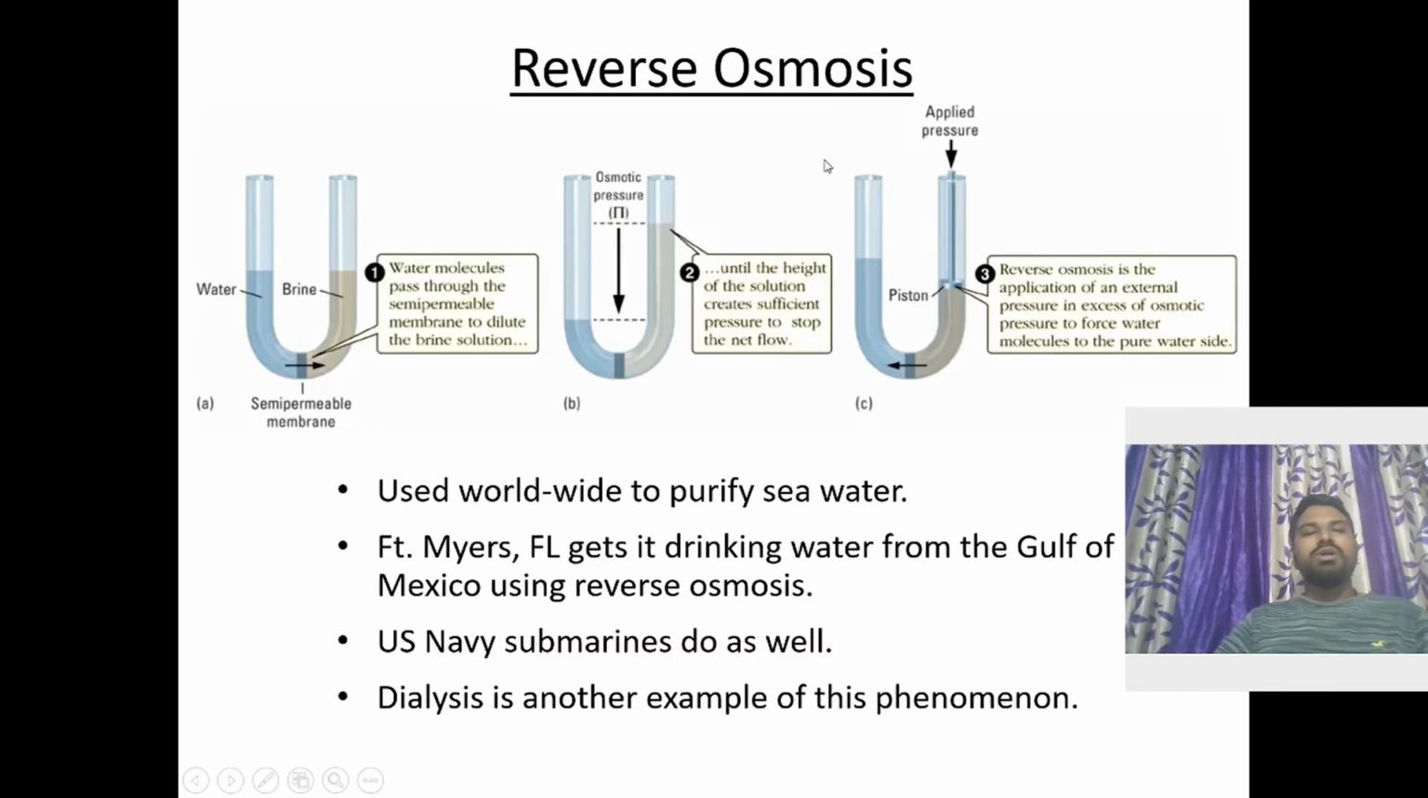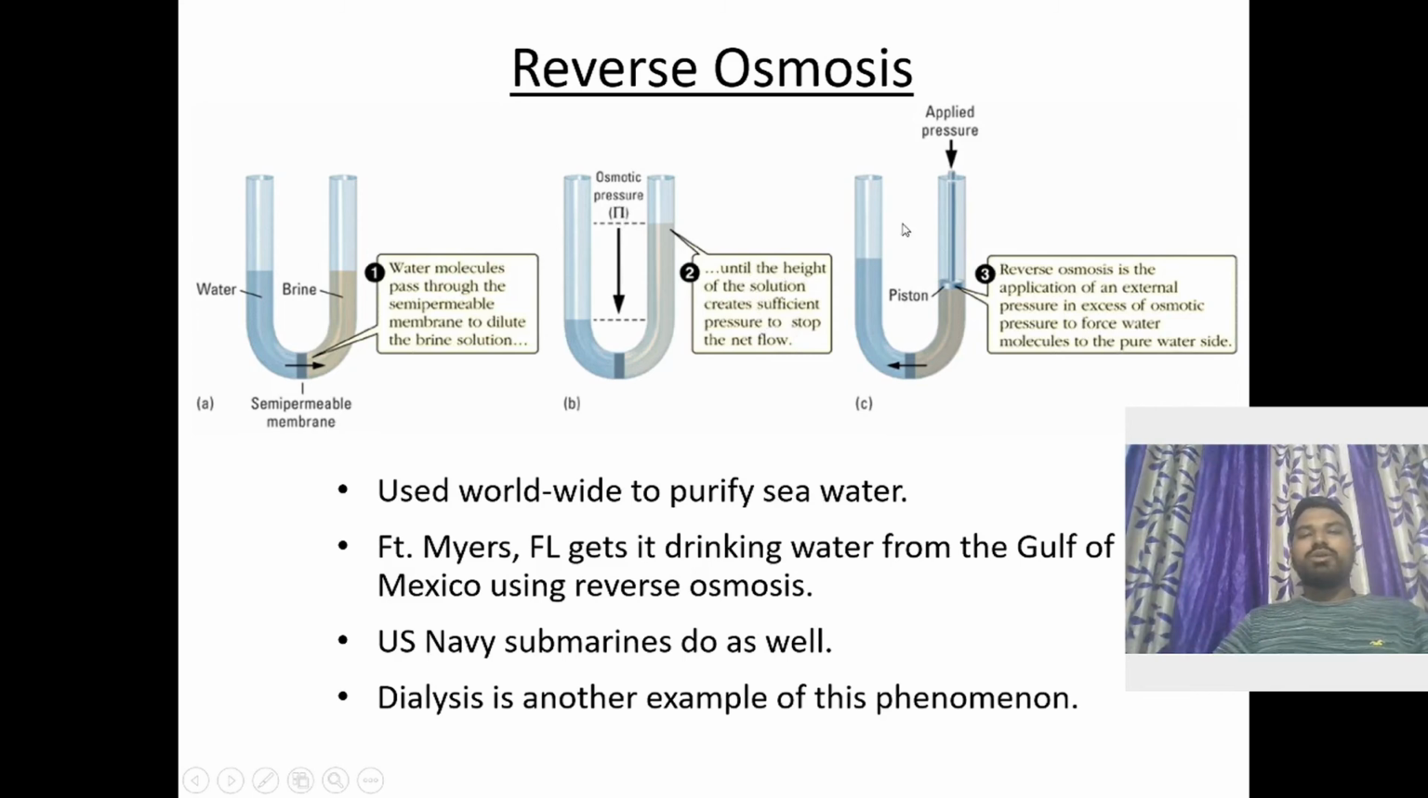Now reverse osmosis. What is reverse osmosis? Here it is water, it is a semi-permeable membrane, and water molecules pass through the semi-permeable membrane to dilute the brine solution, from higher concentration to lower concentration. As we have seen, in general the drinking water nowadays is RO, that is reverse osmosis. Our water is impure, that it contains a higher amount of solute particles. A semi-permeable membrane is attached over it, and we get a lower concentration of water, that is pure water. Now this continues until the height of the solution creates sufficient pressure to stop the net flow.